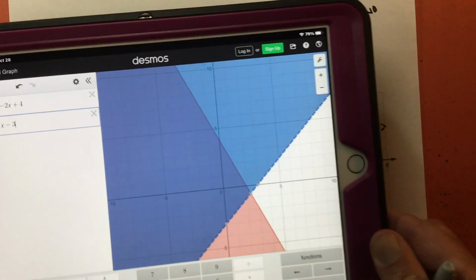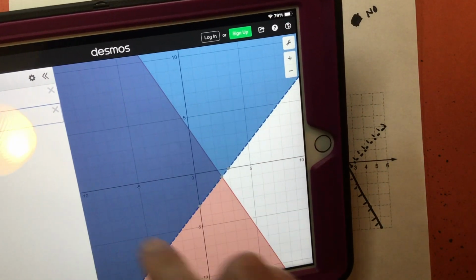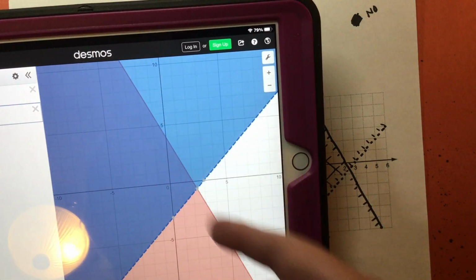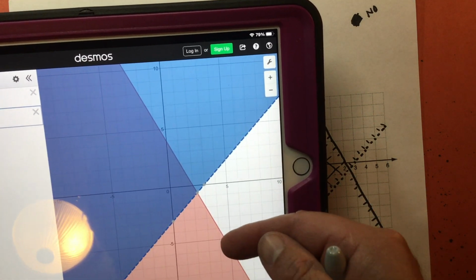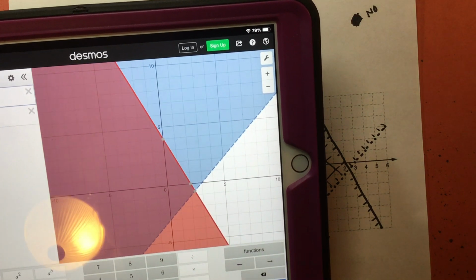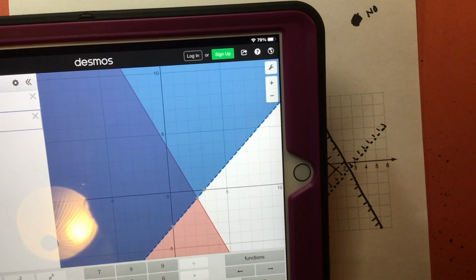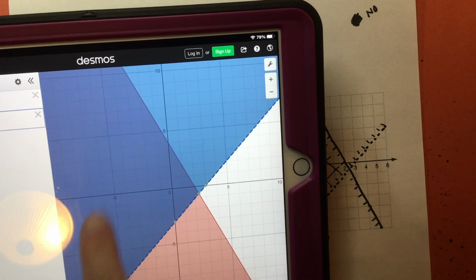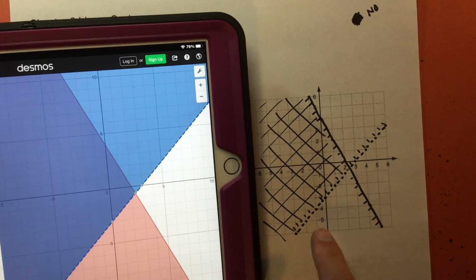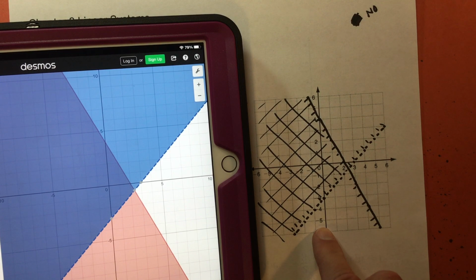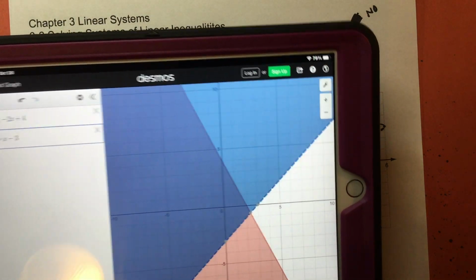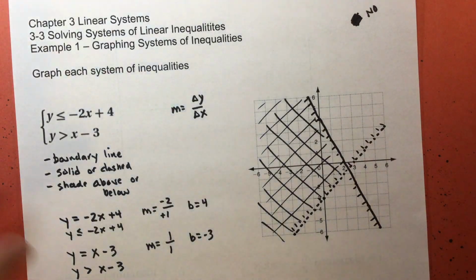All right, now check out what just happened. Dashed line, solid line. The red line shaded below it, the blue line shaded above it. And the overlap is this area right here that's purple. Now compare that to my graph that you're looking at right there. So you can do this with Desmos. Keep that in mind. Let's do another one.